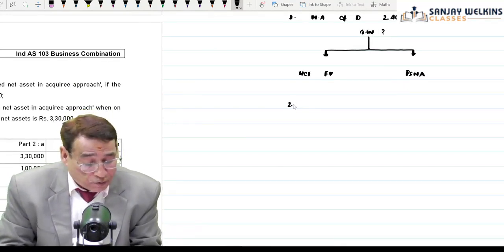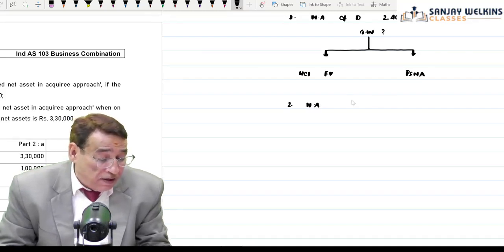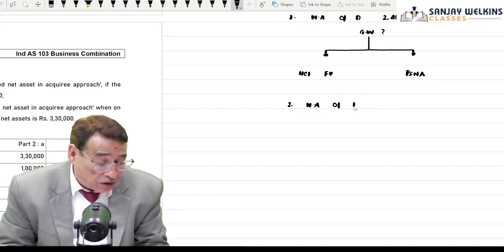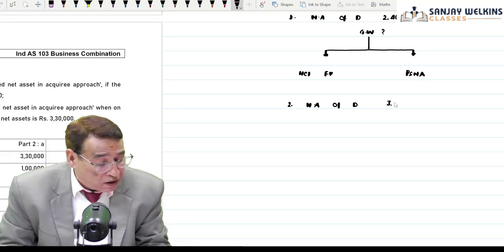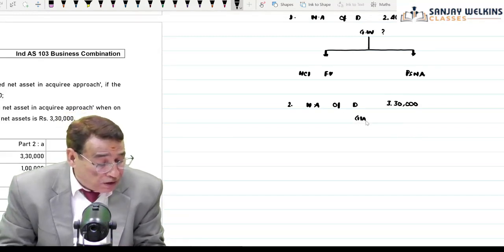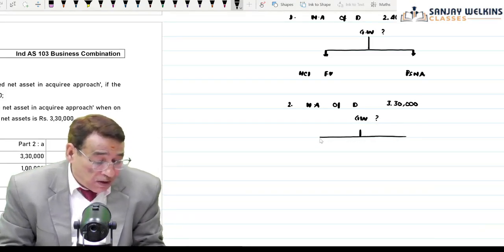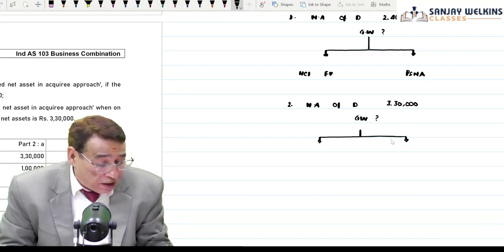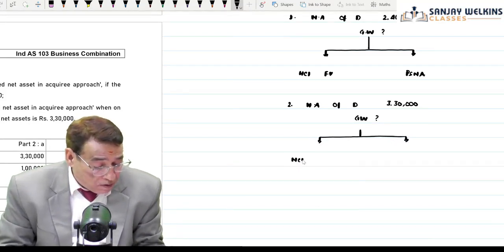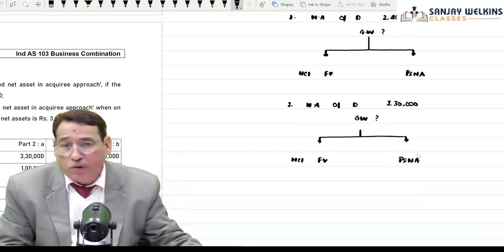Similarly, the second part of the question states that if net assets of D Limited is equal to 3,30,000, then what will be the amount of goodwill if NCI is measured on fair value basis and PSNA basis? So this is the question. Actually, the question is not tough, but to understand the question was a little bit complicated task.